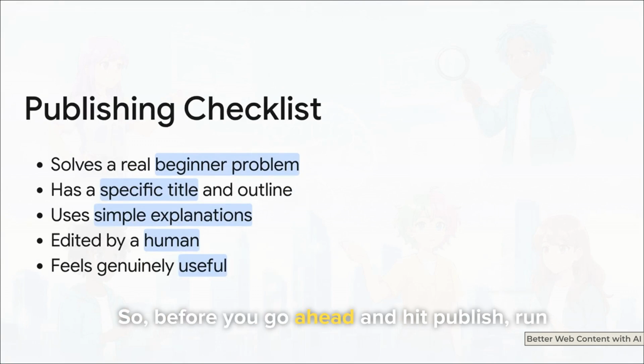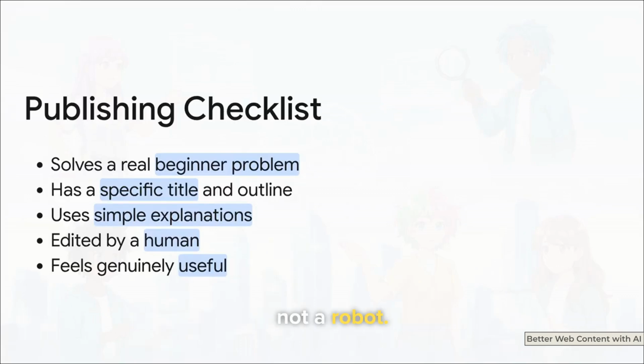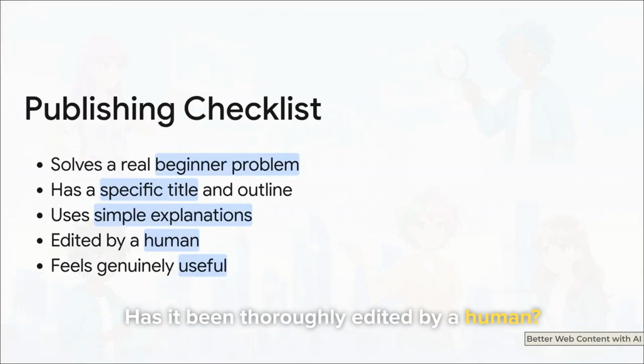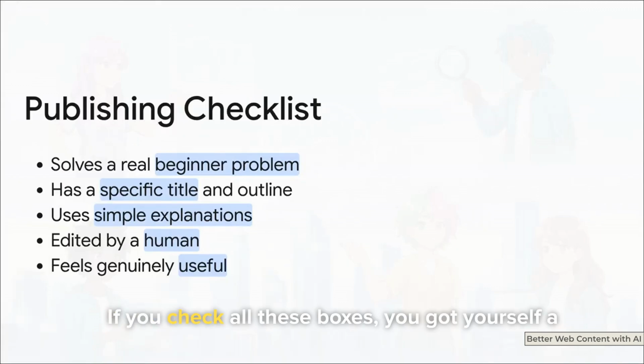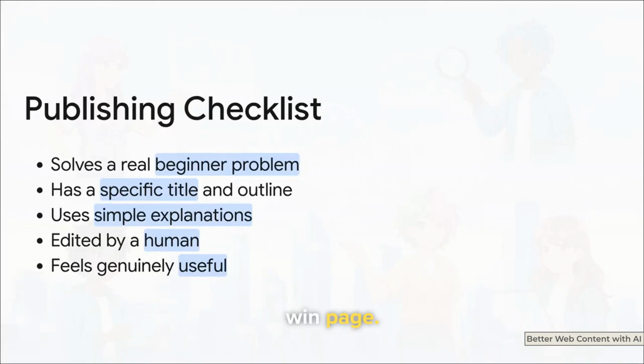So before you go ahead and hit publish, run through this ultimate checklist. We want to ensure this text sounds like a knowledgeable human guiding the beginner, not a robot. Does it solve a real problem? Are the explanations actually simple? Has it been thoroughly edited by a human? Ultimately, does this page feel genuinely useful? If you check all these boxes, you've got yourself a winning page.